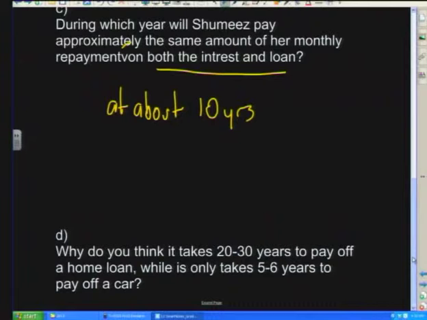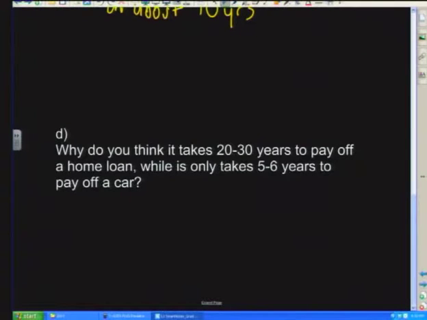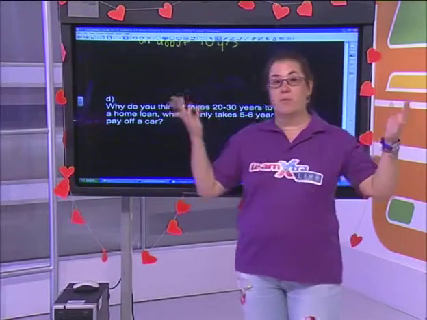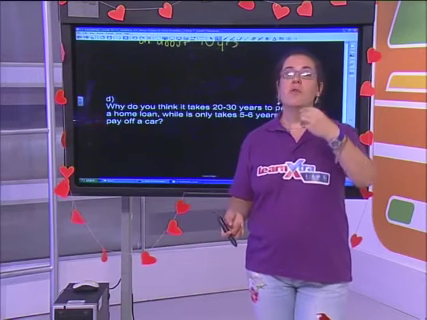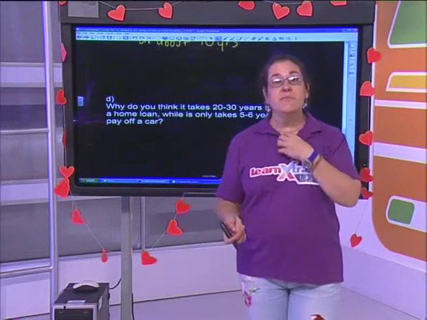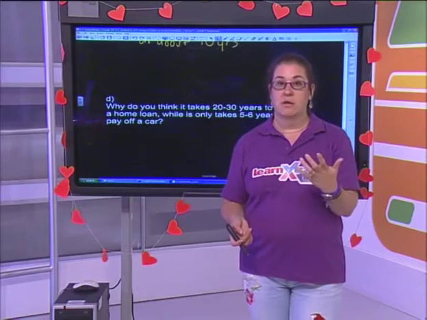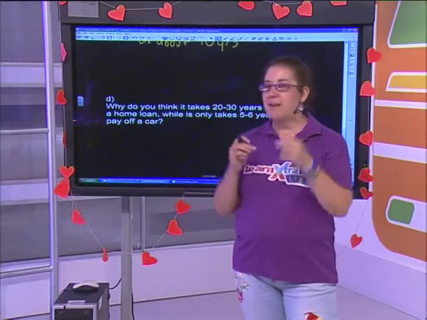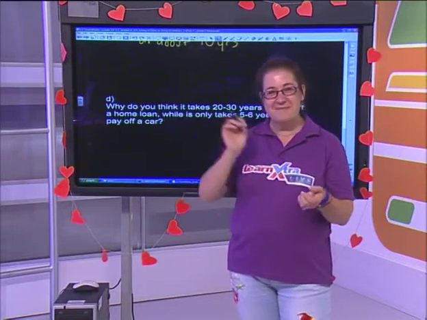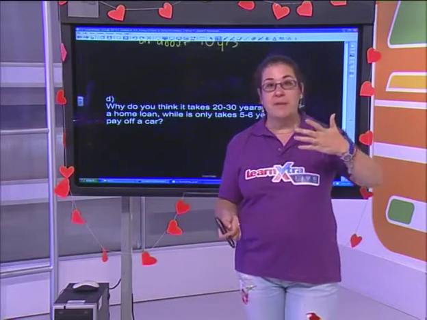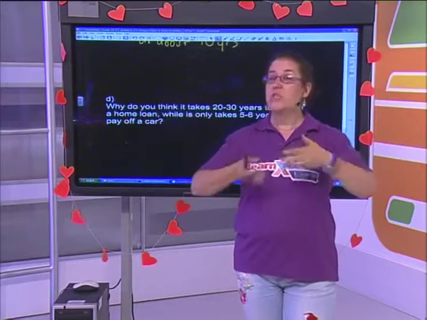And then finally, why do you think it takes 20 to 30 years to pay off a home loan while it only takes 5 or 6 years to pay off a car? And this is a nice question. It really is a nice question. It comes out of your paper too. It's a thinking level 4 question because this is your opinion. And it's very hard for me as a teacher to actually mark it wrong. In fact, I tell my kids in class that my memo usually says any valid answer. And I love that. Any valid answer. Because honestly, it is your opinion. So if I had to ask Indy now what she thought, she's going to give me an opinion.